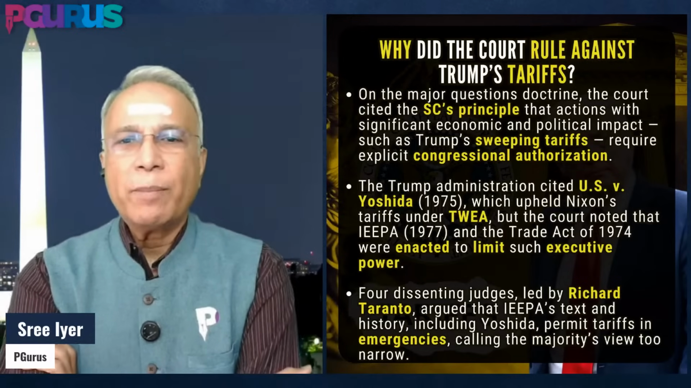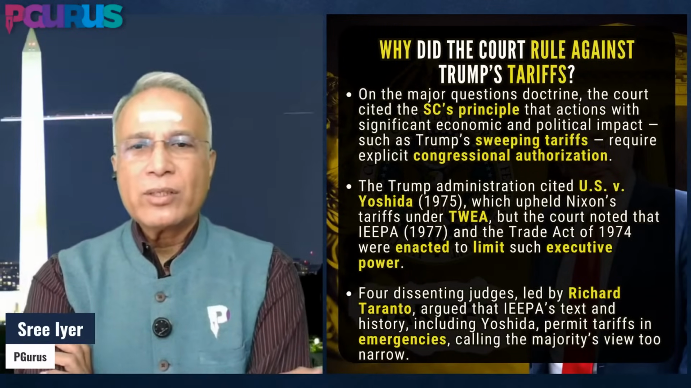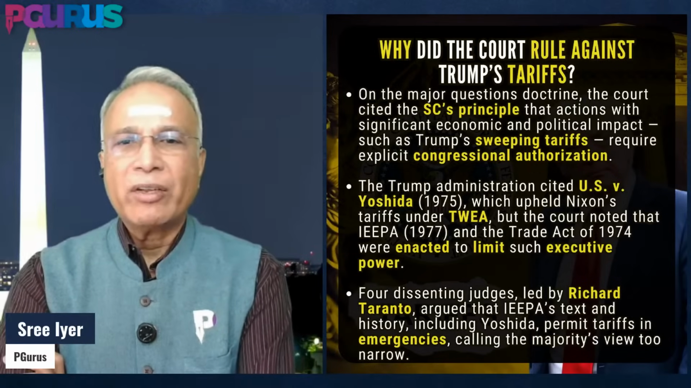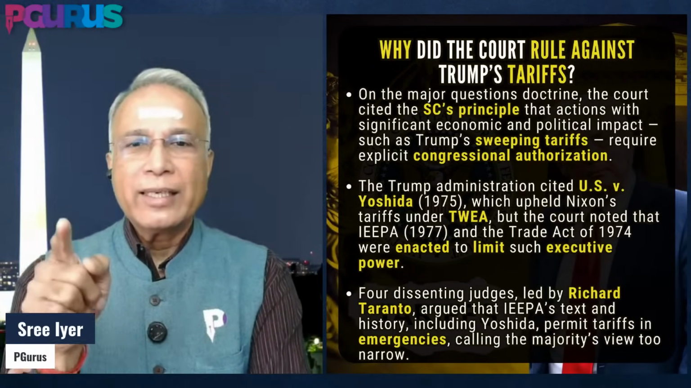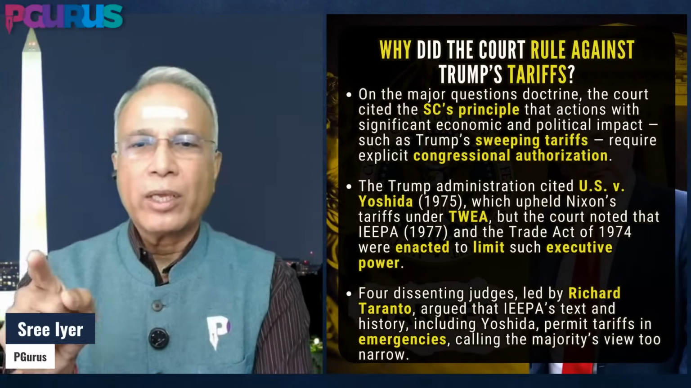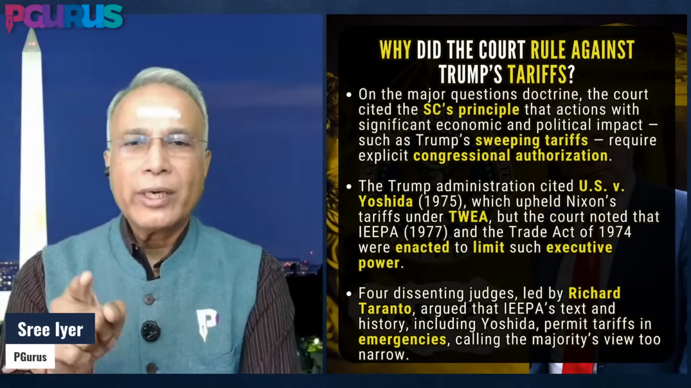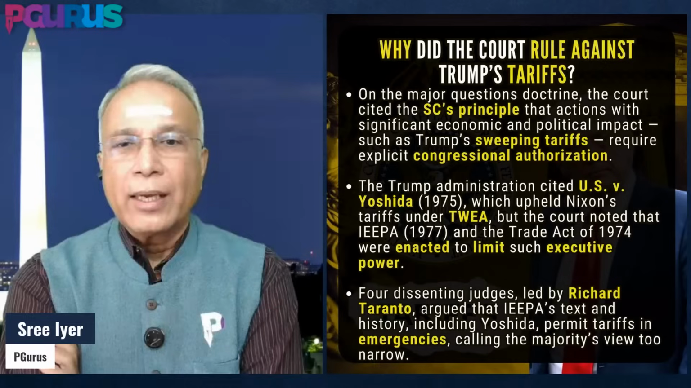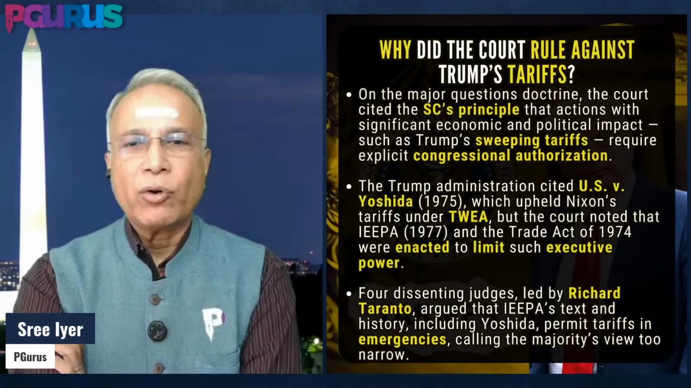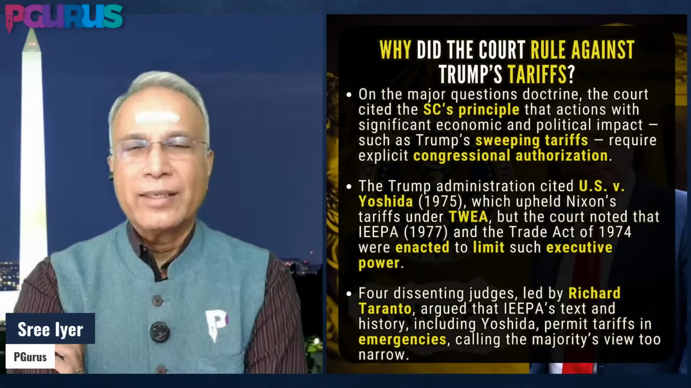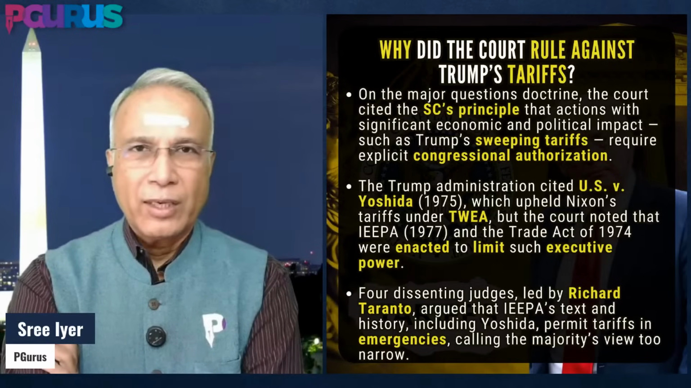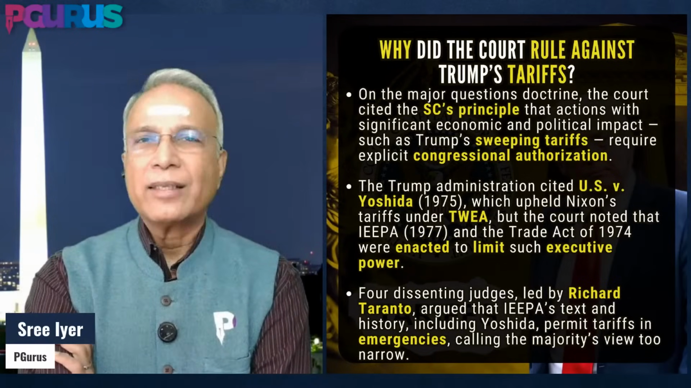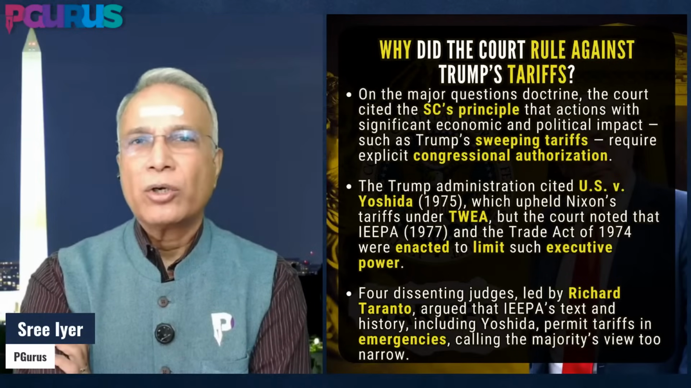What was that? The Trump administration had cited US versus Yoshida. This is in favor of putting tariffs. 1975, which upheld Nixon's tariff under the TWEA. But the court noted that IEEPA 1977, this has come after that, and the Trade Act of 1974 were enacted to limit such executive power. So basically, the court's ruling is saying that the president doesn't have the kind of powers to do what he did.